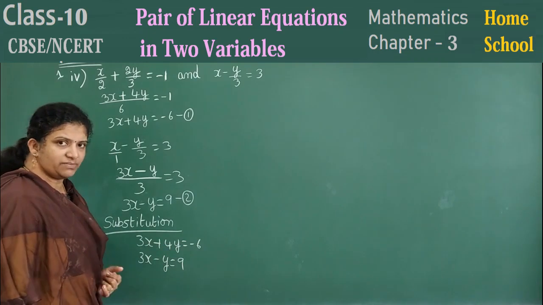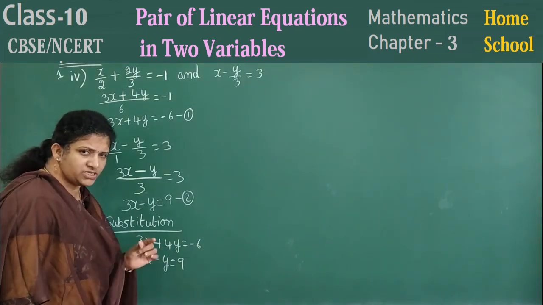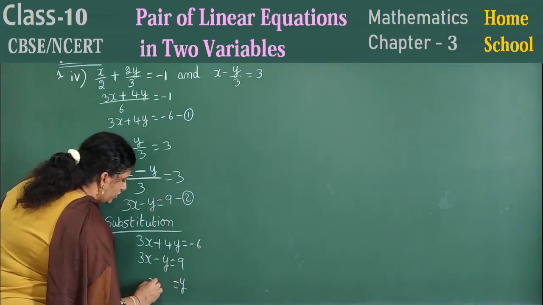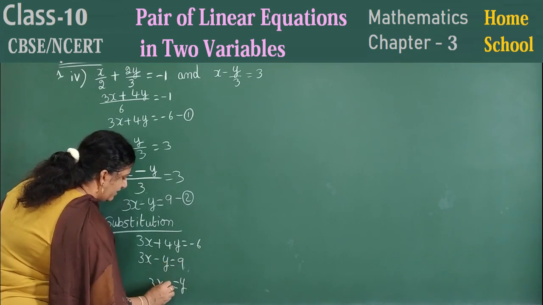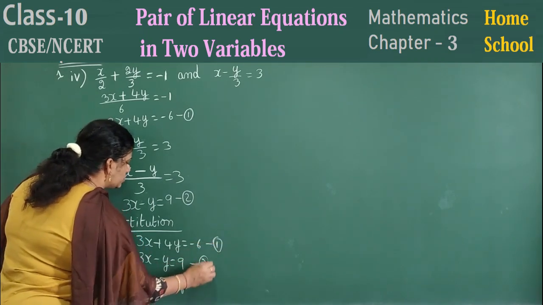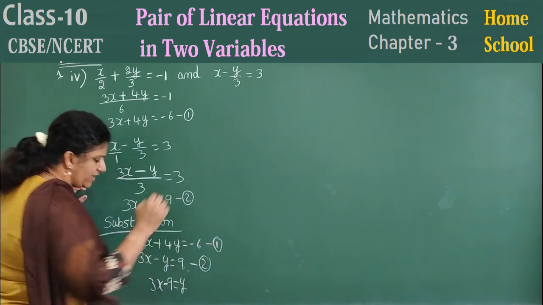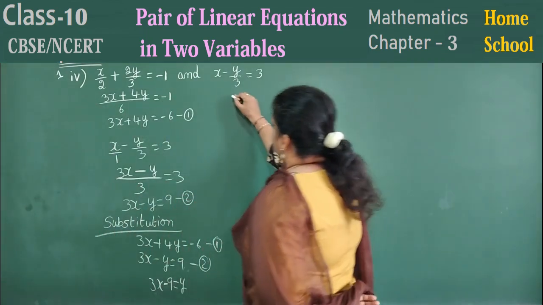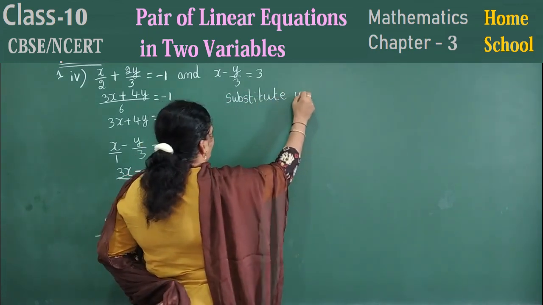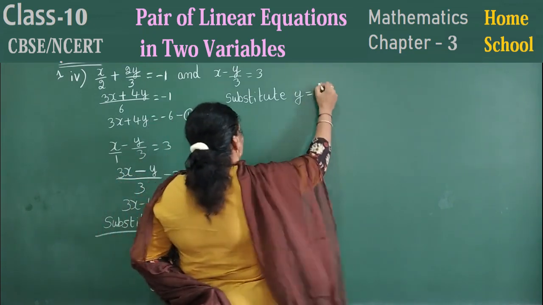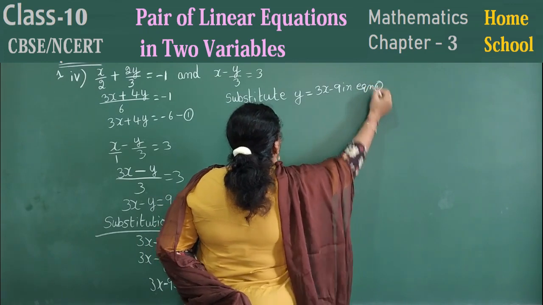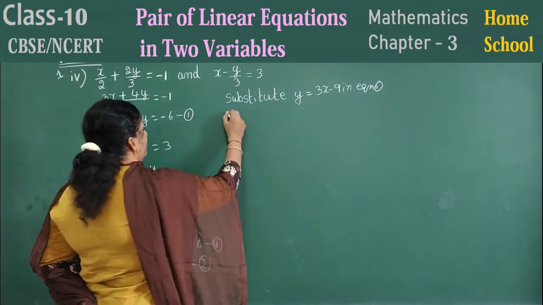So which equation will you simplify? Yes, I feel the second equation is a little smaller, right? So minus y sent to the other side, y. y is equal to 3x, and 9 sent to this side, 3x - 9. Okay, mark this as equation 3. Substitute the y value in the first equation. Substitute y = 3x - 9 in equation 1.